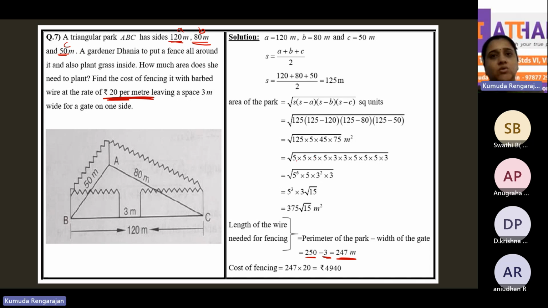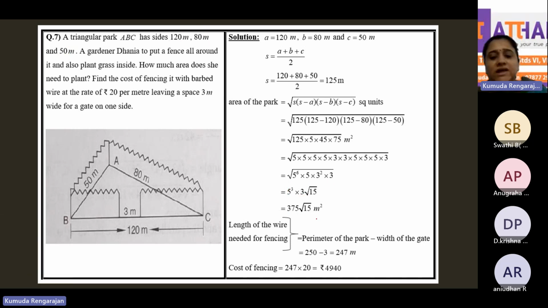And about finding the area, you understand this, right? So under the square root there are 6 fives: 5 into 5 into 5 into 5 into 5 into 5. So 3 fives come out, so 5 cubed. And then 3 squared, so 1 three comes out. This 5 and 3 remain under the square root, so it is root 15. 5 threes are 15. And then 5 cubed is 125. 125 into 3 is 375. So 375 root 15 meters square is the area.